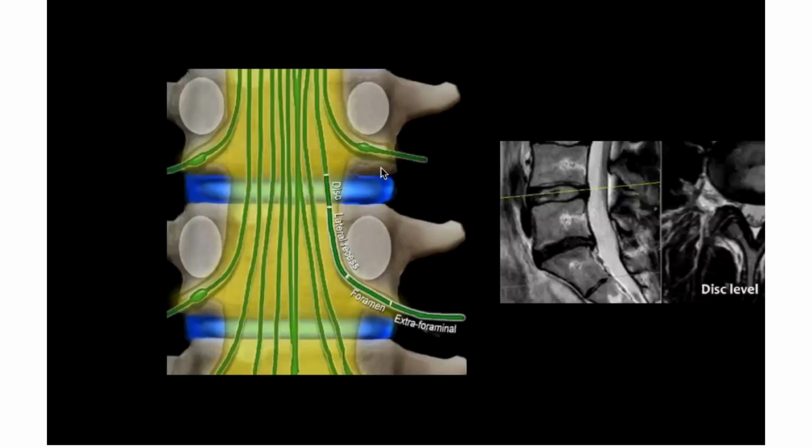So this is how we take the sections, and this is how we can see the axial sections taken from here. We can see the thecal sac and all the nerve roots inside. And what we are seeing here is that the exiting root is already out.